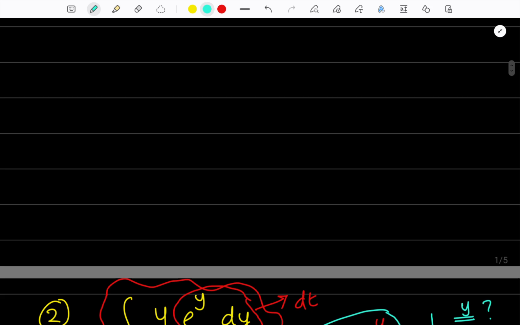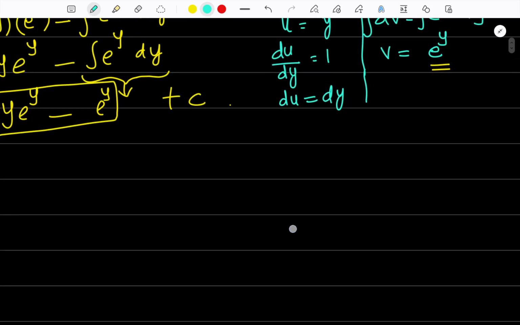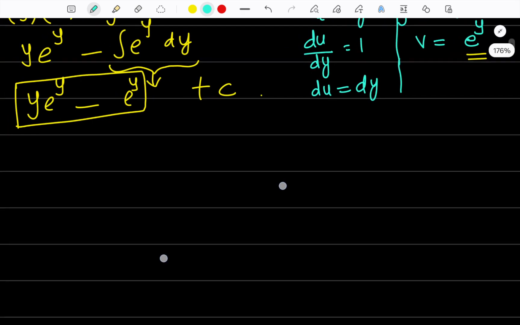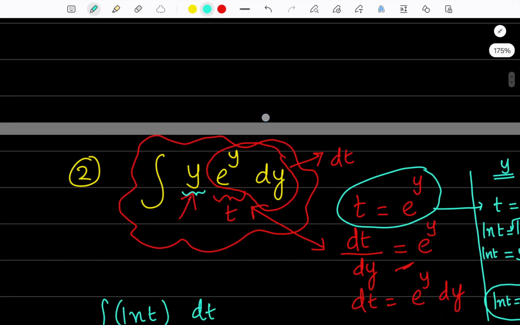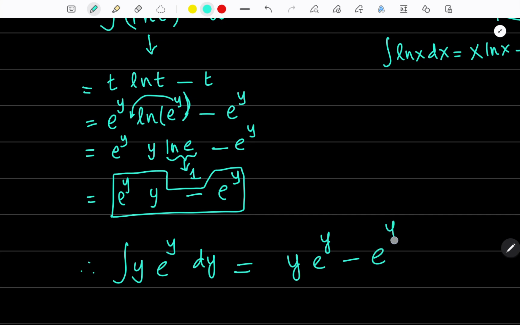y e power y. And look here, this is also y e power y. And look here, the next term, minus e power y. Okay. And here also minus e power y. So from this, what is the information? So integral y e power y dy is equal to y e power y minus e power y. Of course, plus c is there, the integrating constant, right?